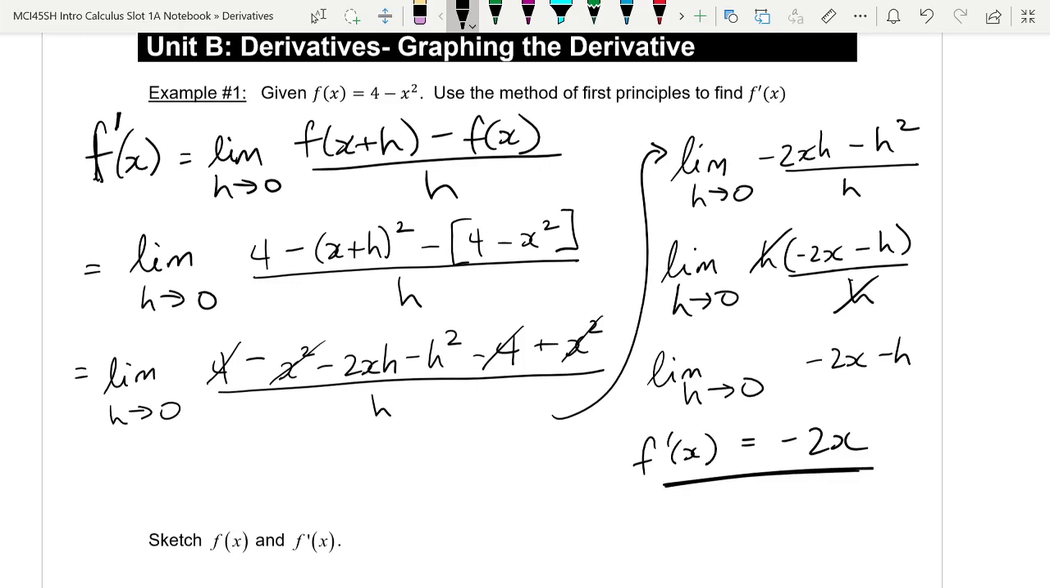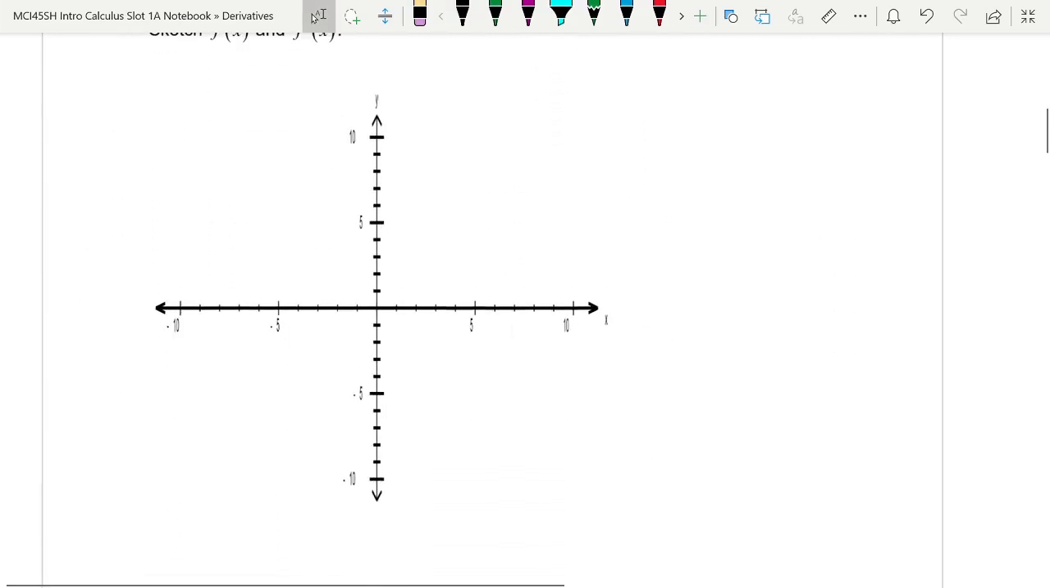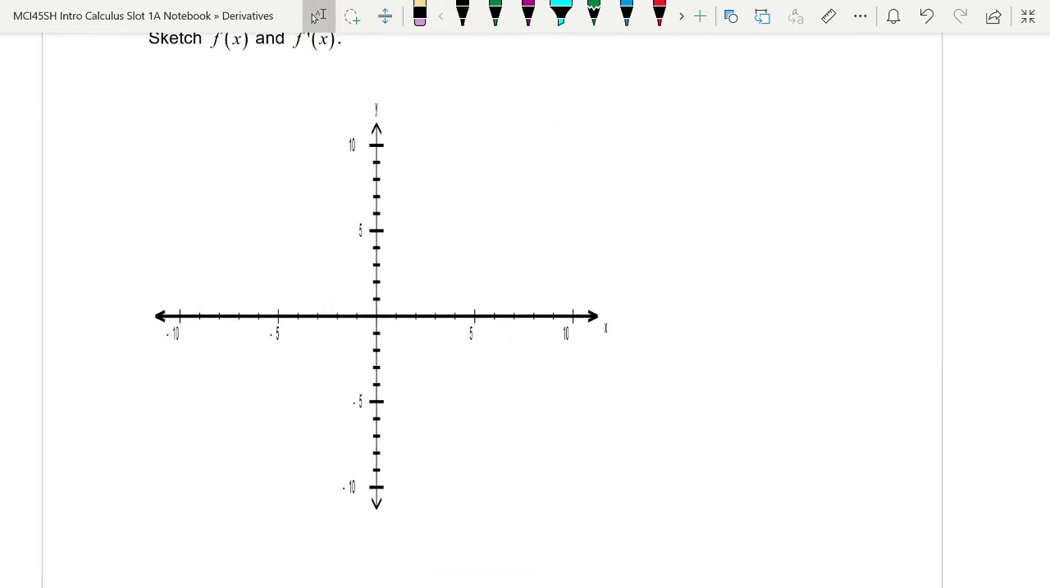All right, let's graph those two things. So f of x is 4 minus x squared. What does 4 minus x squared look like? Well, let's see. 4 minus x squared is going to have a y-intercept at 4. It has x-intercepts at plus or minus 2. And that's good enough. That'll give us a good sense of what the graph looks like. So this is f of x. And I'll use a different color here.